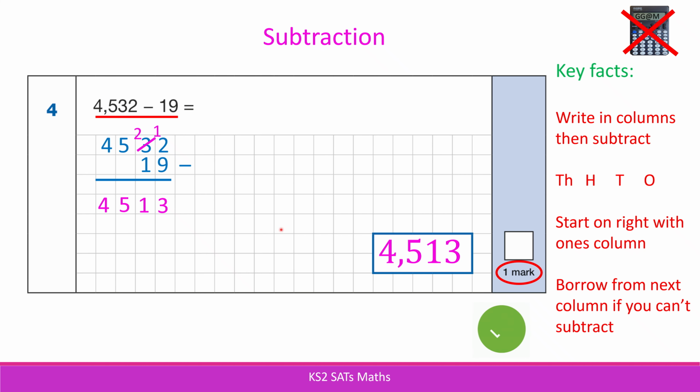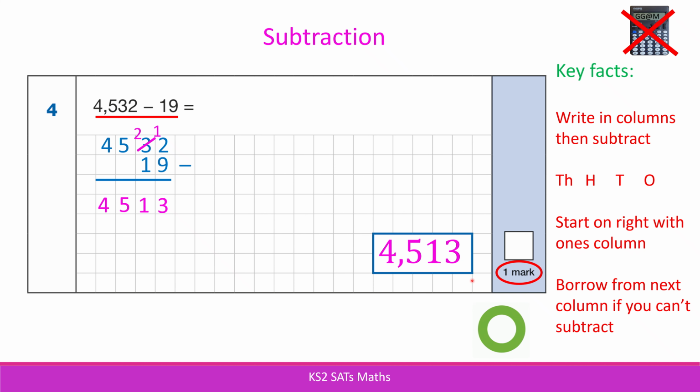Now this question could be done by a different method. If you've got the number 19 here, you could think, I'm going to take away 20. If we round 19 we get 20, so we get 4,500 and take 20 from 30 is 10, so that's 12. So we get 4,512. Now 19 is 1 less than 20, so I then need to add on an extra 1, because I've taken away 20 and added 1 makes 19. So take away 20 gives you 12, add on the 1 gives you 13.